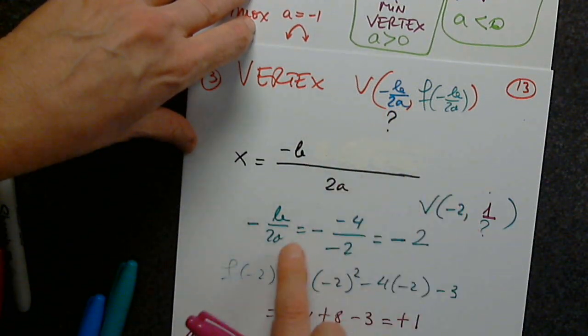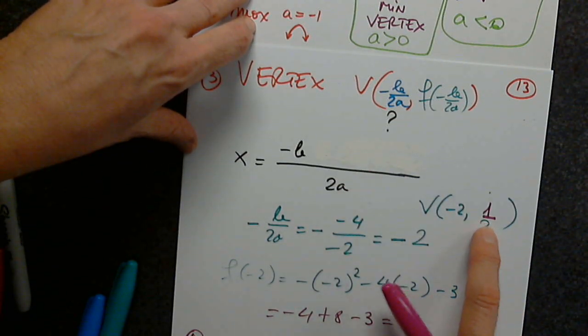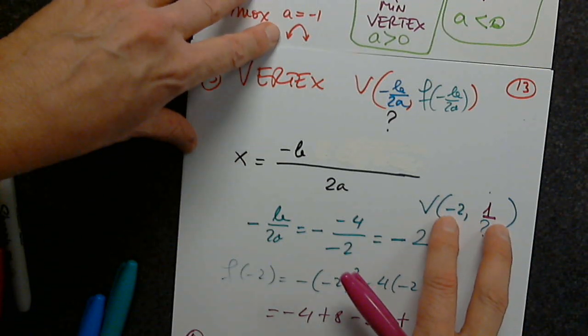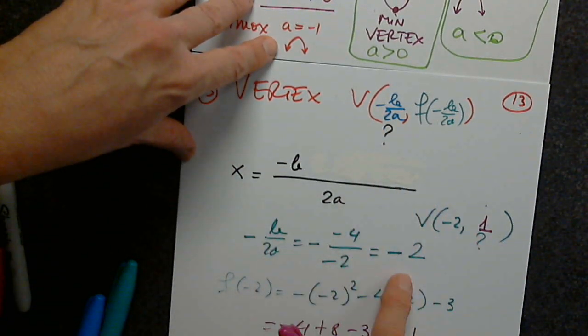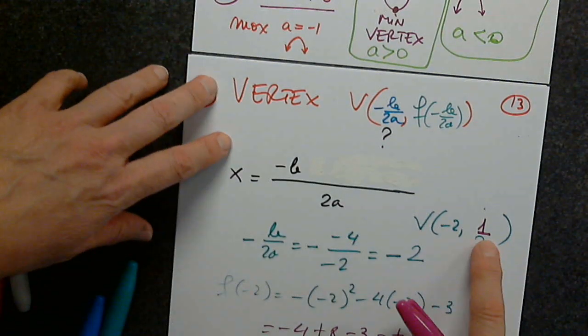So I determine the x, and I have to plug in the function to determine the y value. I cannot plot a point if I don't have both coordinates. So I determine the x coordinate to be -2. I have to plug in -2 in the function to get the y coordinate.